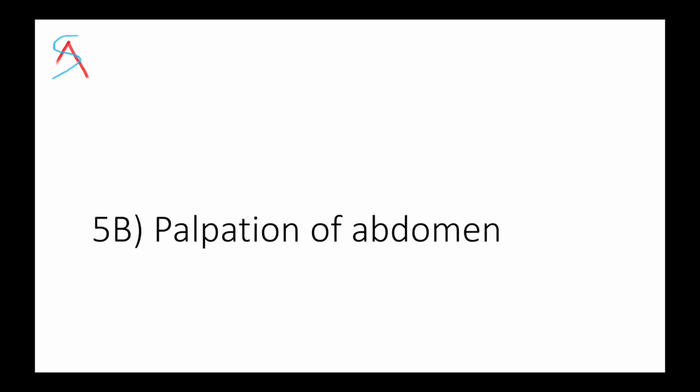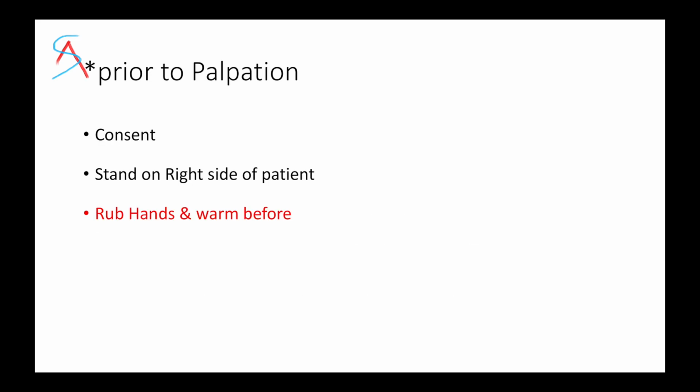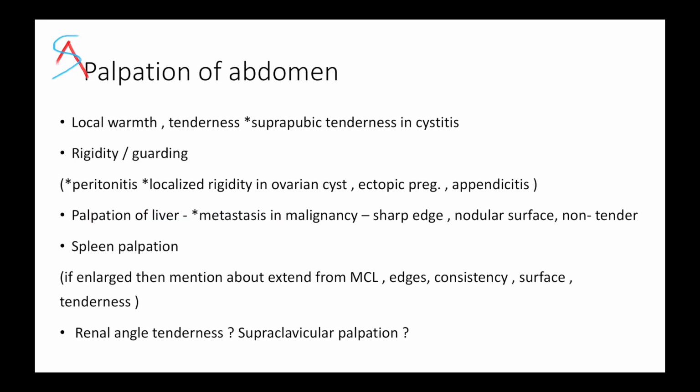So moving on with palpation of the abdomen, make sure you rub your hands and warm them before you palpate. You have to look for local warmth and tenderness. Suprapubic tenderness could be there in case of cystitis. You have to look for any rigidity or guarding in the abdomen, as generalized guarding could be there in peritonitis. Any localized rigidity could be there in ovarian cyst, ectopic pregnancy or appendicitis.